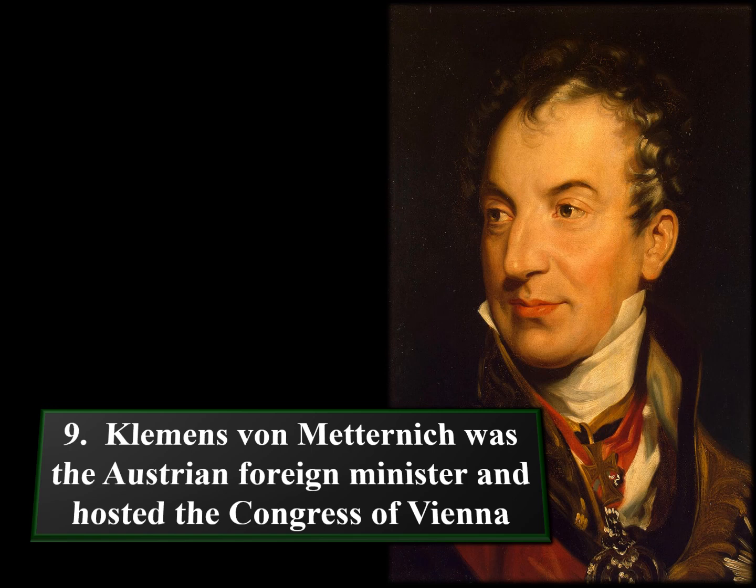Clemens von Metternich was the Austrian foreign minister and the host of the Congress of Vienna. He was the right-hand man, I guess you would say, of the Austrian emperor. And so since Austria had been the first European nation to oppose the French Revolution, naturally they will be the ones to host the peace treaty that's going to end the wars of Napoleon, which were brought on by the French Revolution.